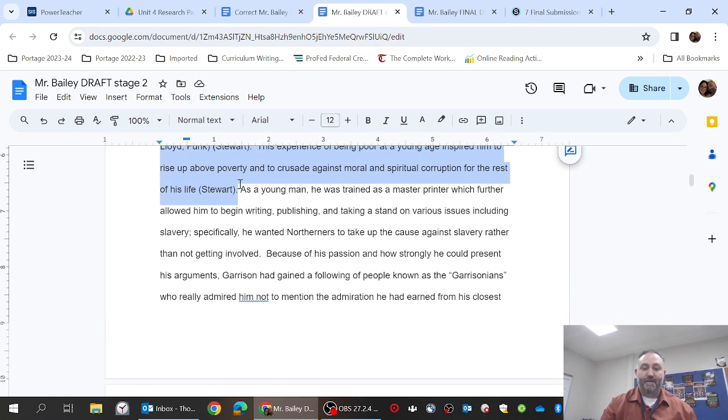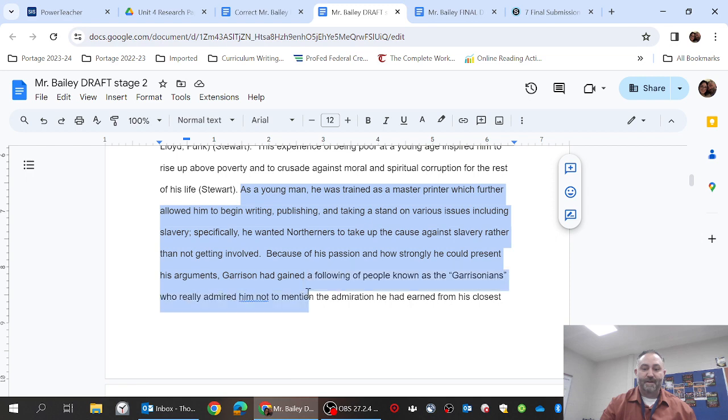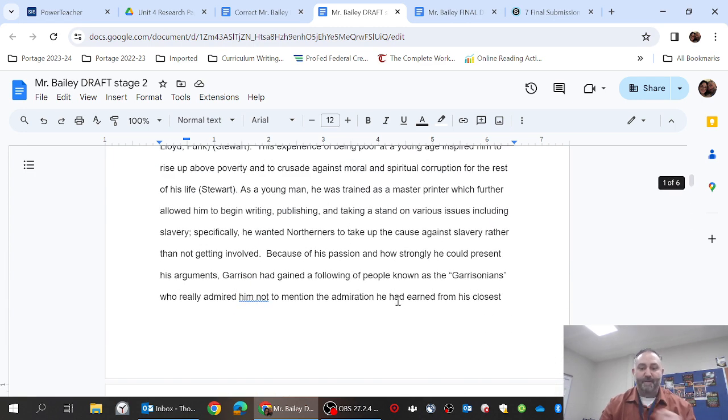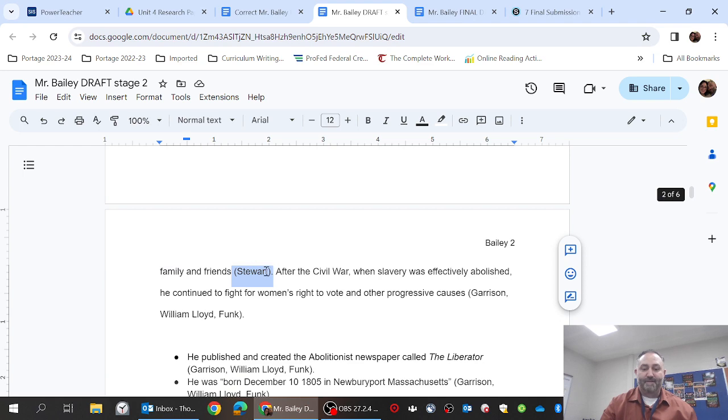And then you'll see there's all of this information. And actually, all of this information came from just this one source, Stewart. So I didn't have to have a parentheses for every single one between there and there. I just needed the one, because there were three sentences in a row, so just cite it there.